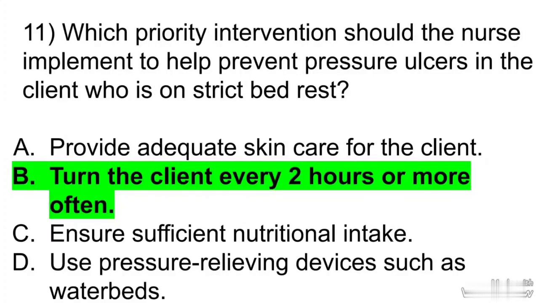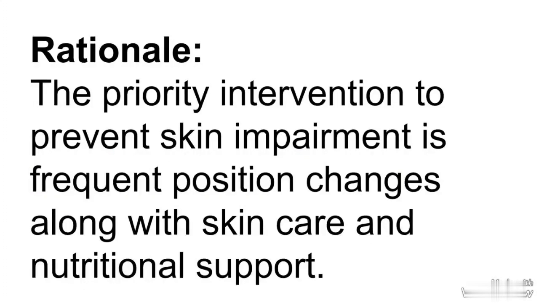11. Which priority intervention should the nurse implement to help prevent pressure ulcers in the client who is on strict bed rest? A. Provide adequate skin care for the client. B. Turn the client every 2 hours or more often. C. Ensure sufficient nutritional intake. D. Use pressure-relieving devices such as waterbeds. Rationale. The priority intervention to prevent skin impairment is frequent position changes along with skin care and nutritional support.